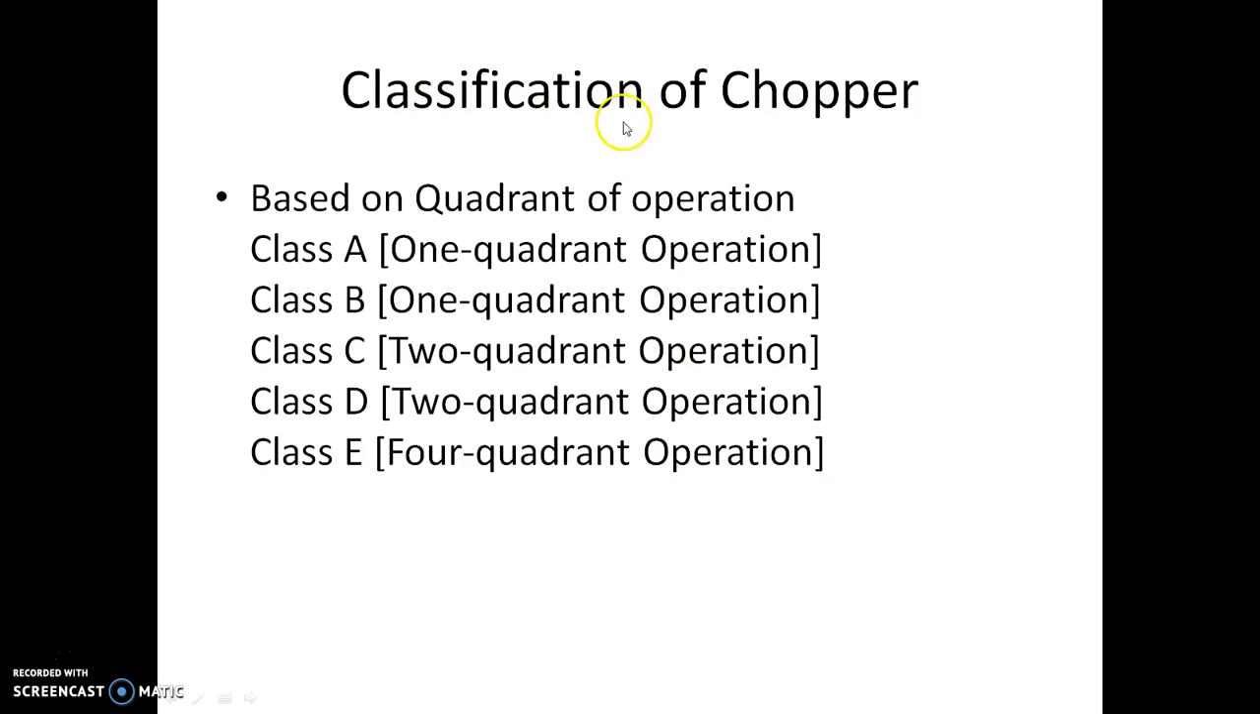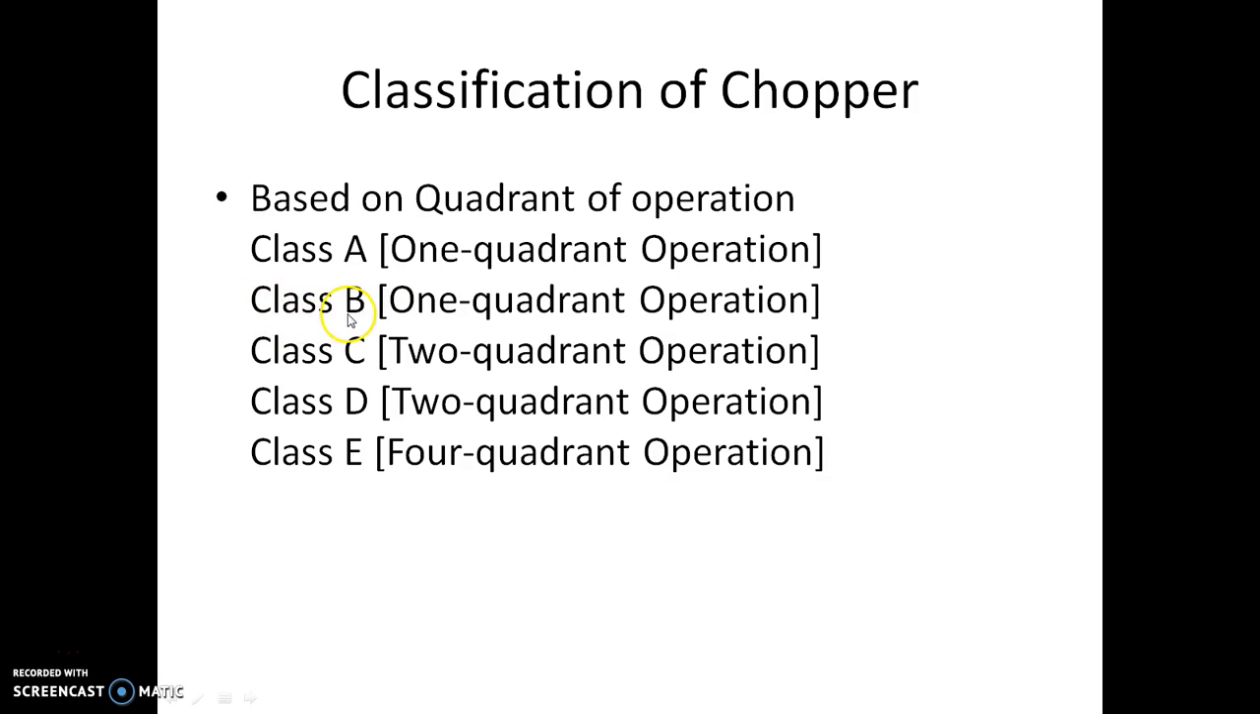It is also classified based on quadrant of operation. There are 5 types: class A, B, C, D and E. In class A chopper, the output voltage is positive as well as the output current is positive. So therefore we get the first quadrant of operation.